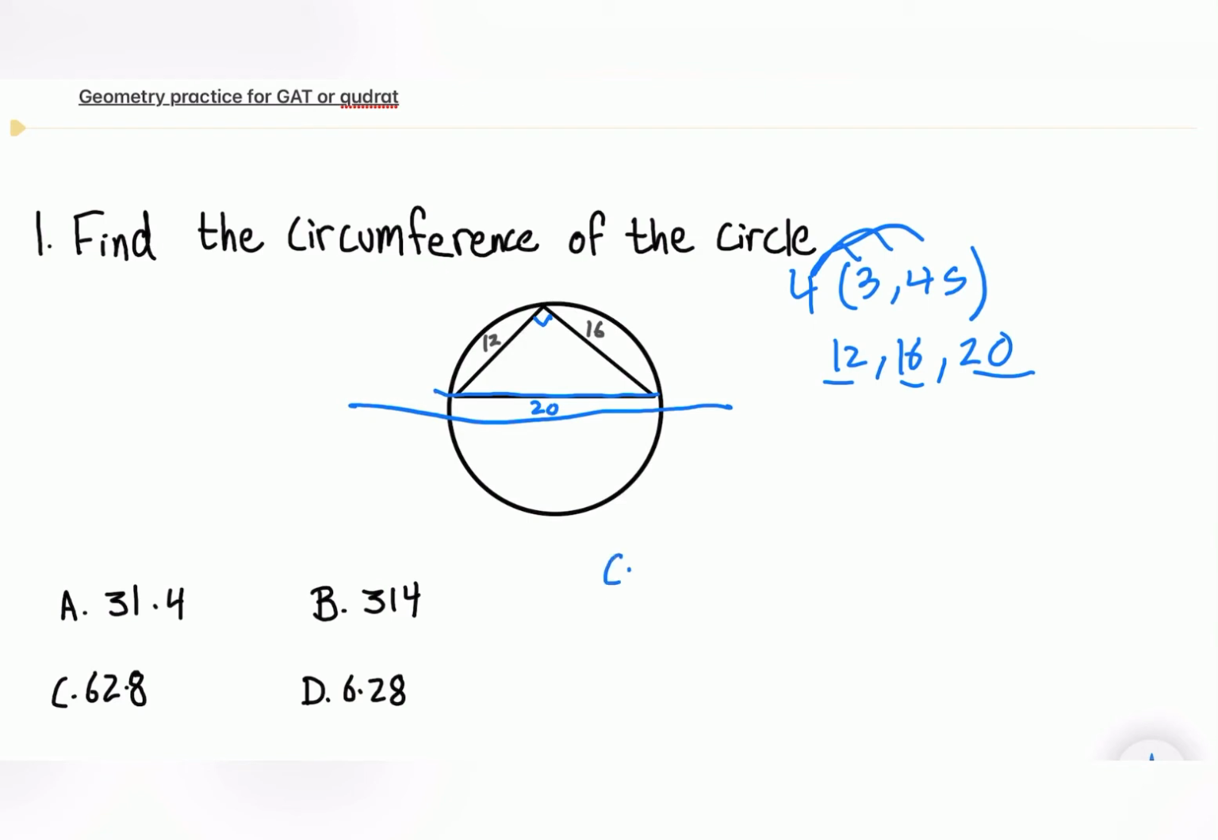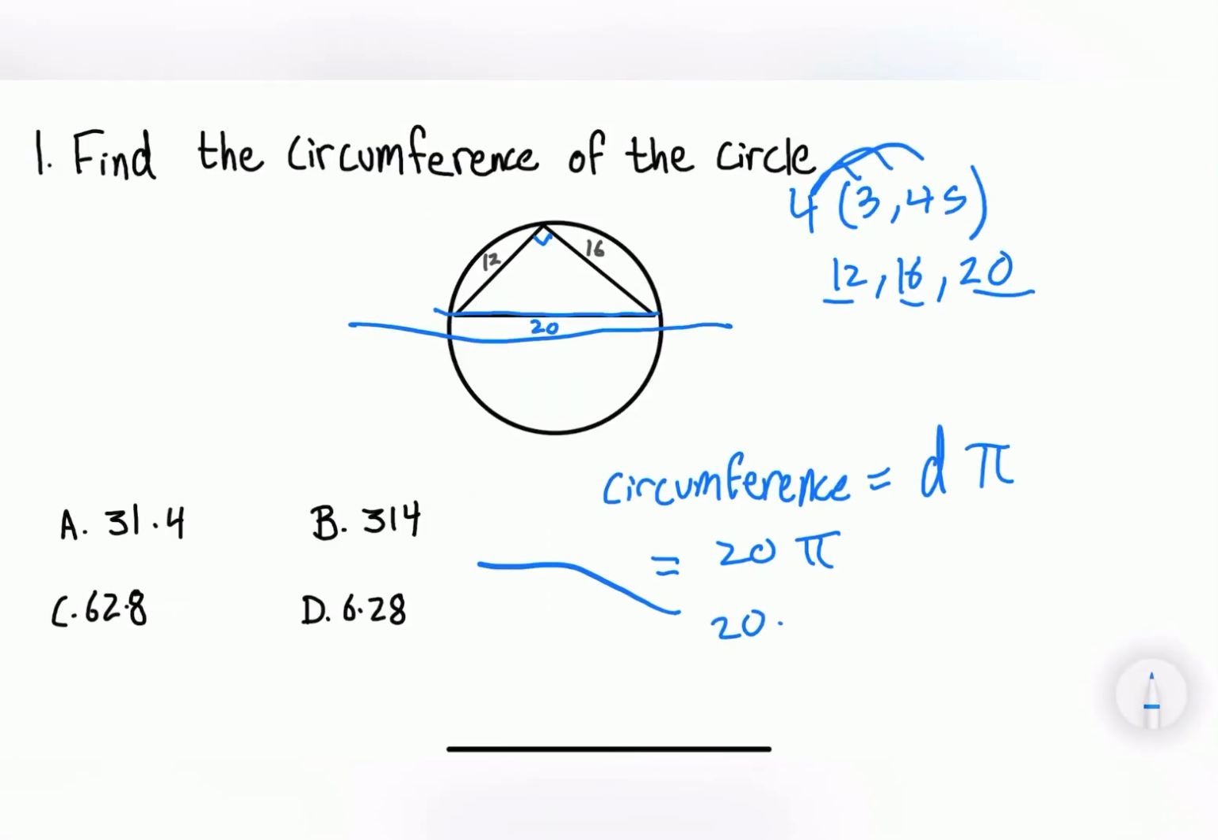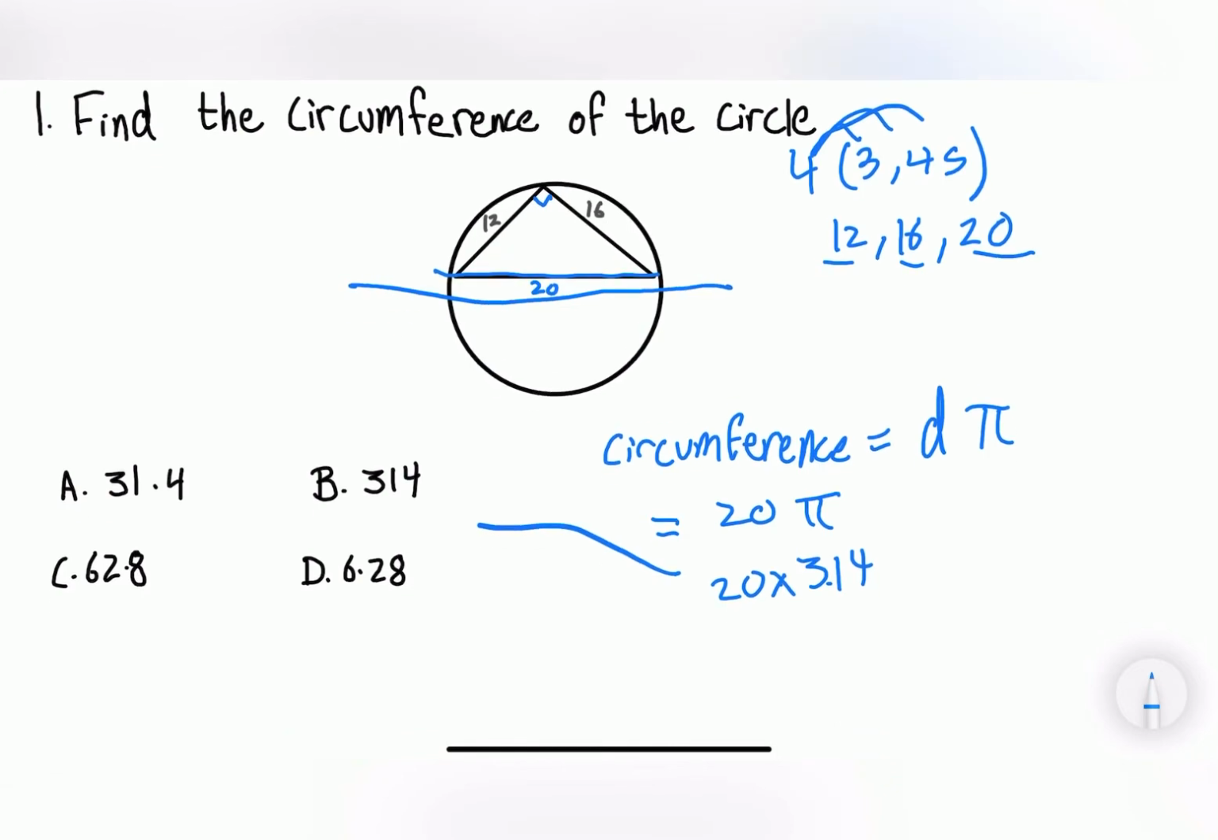And we know that finding the circumference, this is the formula for finding the circumference. It's diameter times pi. This means that the circumference of the circle is equivalent to diameter, which is 20 pi. But in this case, all of our choices are numbers that don't include pi. That means we have to do 20 multiplied by 3.14 because that's what pi almost is. And what is 20 times 3.14? Let's do it together.